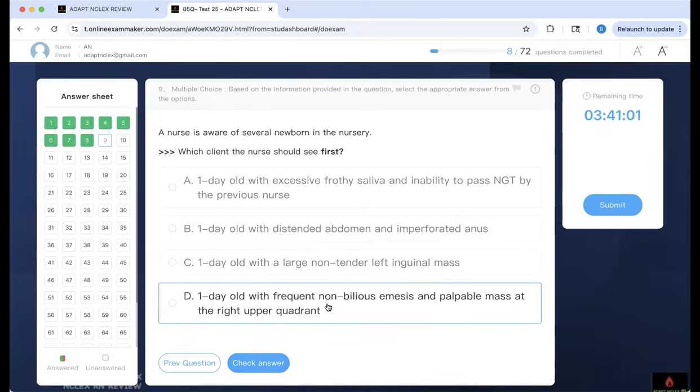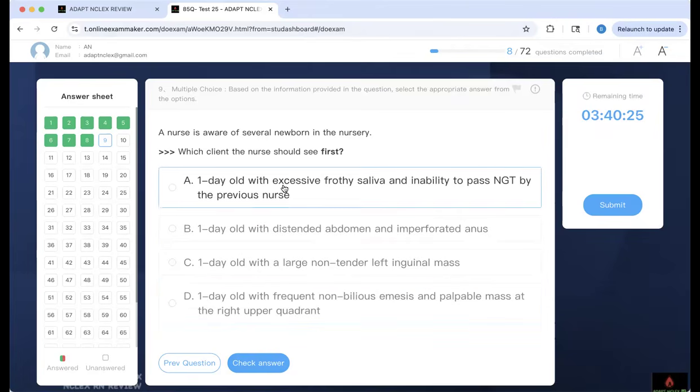And this is a nurse aware of several newborns in the nursery. Which client should the nurse see first? 1-day-old with excessive fruity saliva and inability to pass an NG tube by the previous nurse. 1-day-old with distended abdomen and imperforated anus. 1-day-old with a large non-tender left inguinal mass. 1-day-old with frequent non-bilious emesis and a palpable mass at the right upper quadrant. You have to know each one, make a diagnosis. This is a GI question, and see who is in trouble. That's all. Who do you want to see first? Pick your answer.